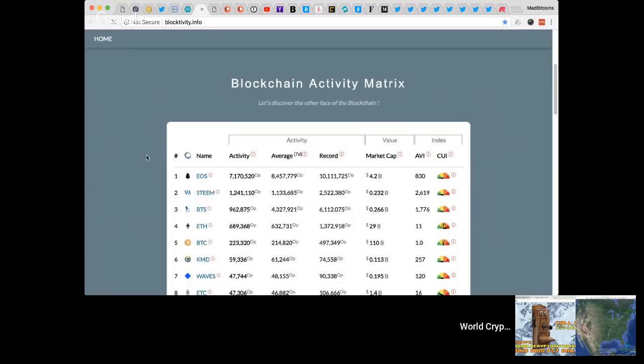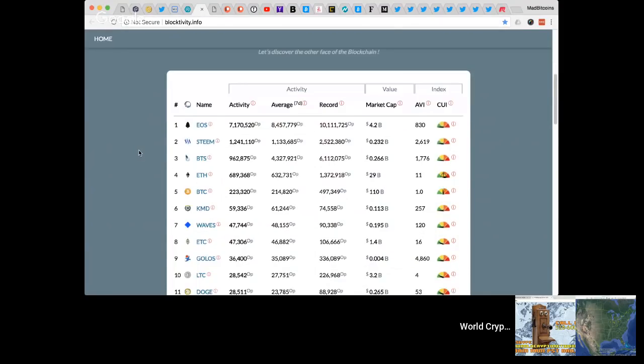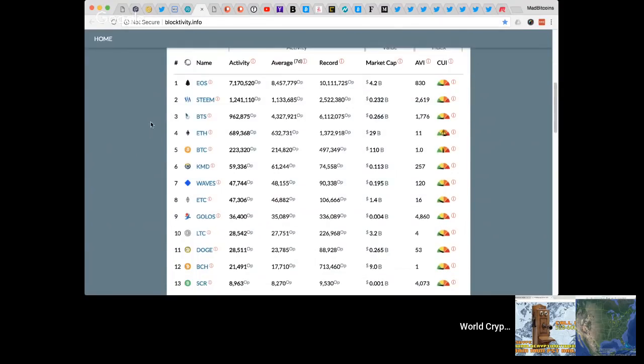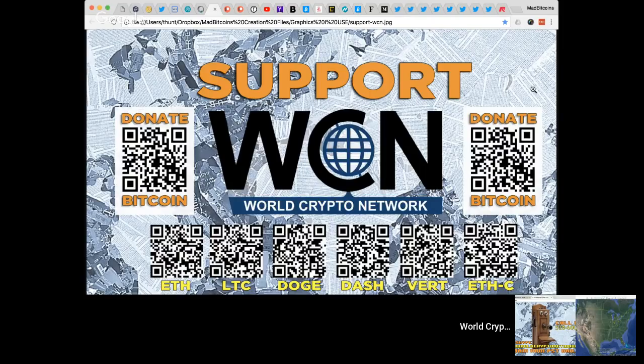Blockchain activity matrix. It's still the same, but it's always good to take a look. EOS, Steem, and BitShares still lead blockchain activity. Ethereum is still clogged, and the Bitcoin pool is at 46.99%, doing just fine.